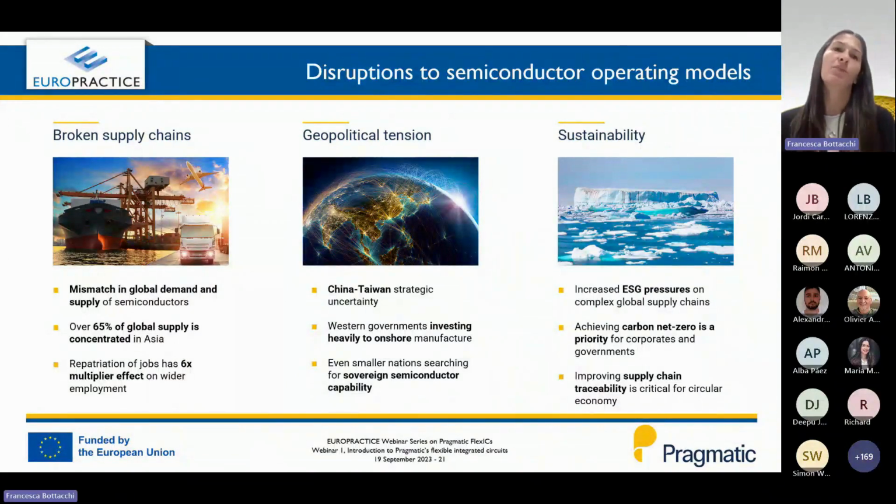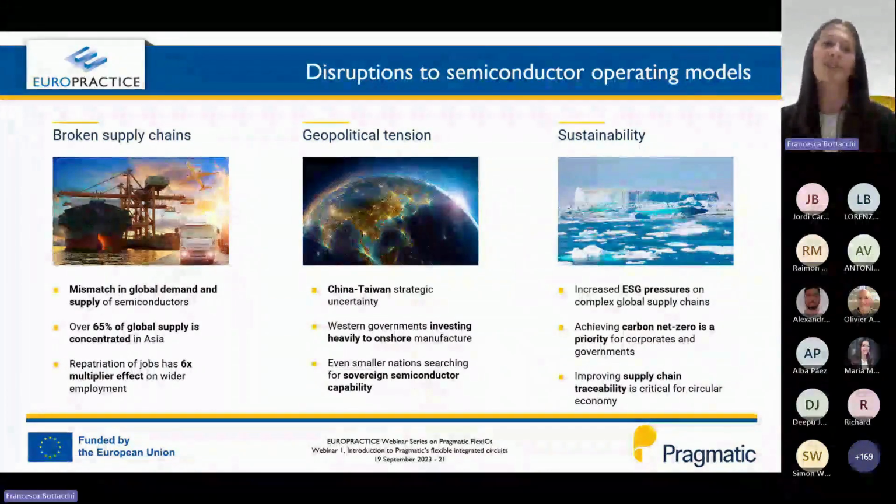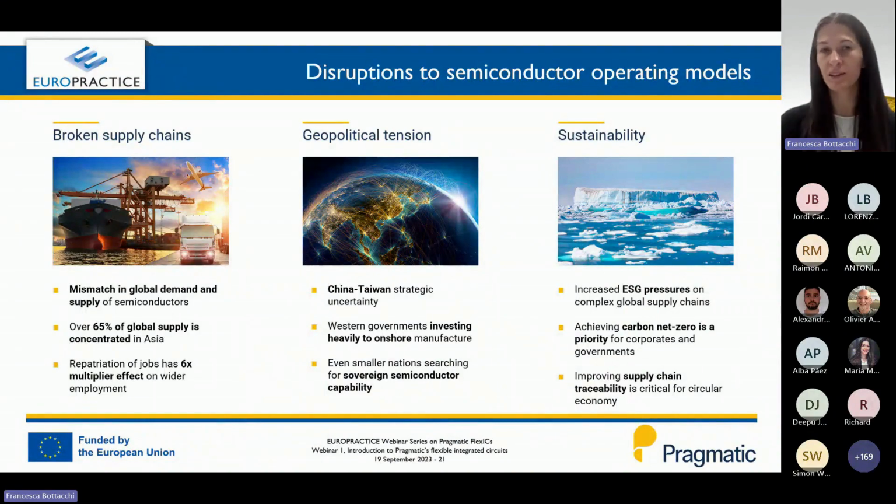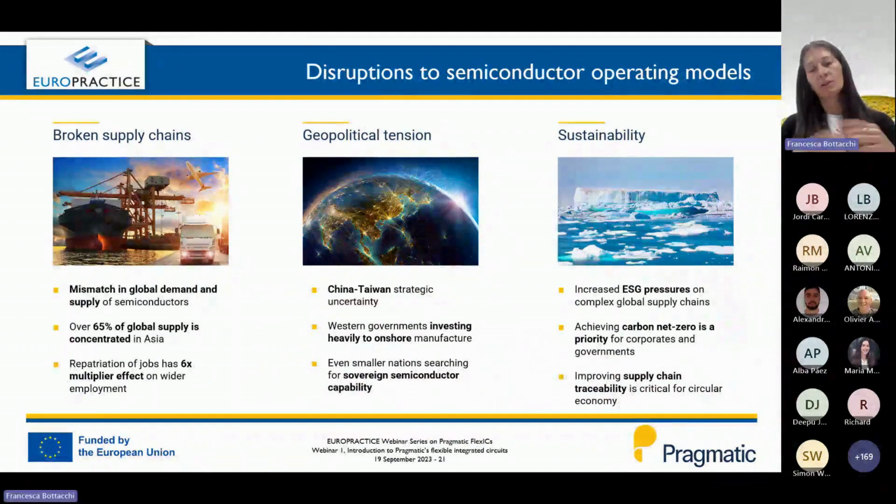So the first problem is the broken supply chain, especially after COVID. All the governments and everyone realized that 65% of the global supply is in Asia, and everyone realized that this is not really a good idea. It's not sustainable going forward, and there's a big mismatch between demand and supply. From a geopolitical point of view, Taiwan is very strategic, but there's also a lot of uncertainty around what will happen with that.